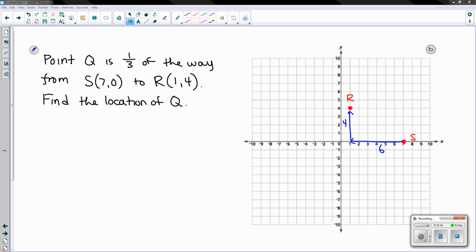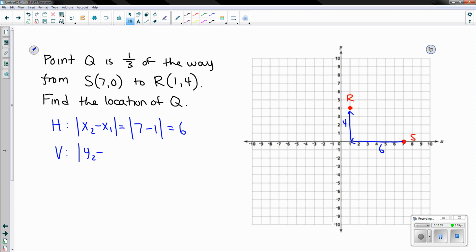To verify algebraically, let's do horizontal. To get horizontal algebraically, we're going to do the absolute value of the change in the x values. So 7 minus 1, absolute value of 6 is 6. That does check out. Vertical distance traveled, we're going to do the change in the y values and take the absolute value of that. So we can do 0 minus 4. So we're going to get the absolute value of -4, which is 4.